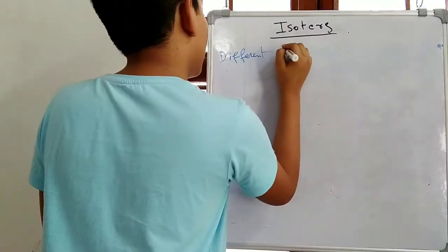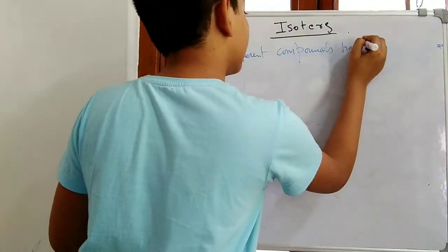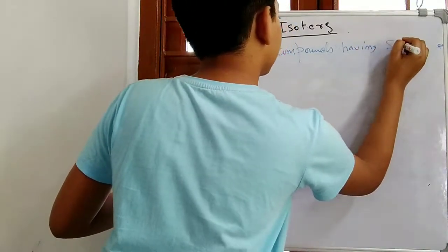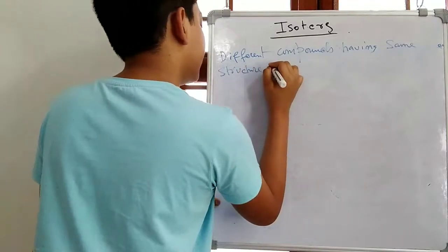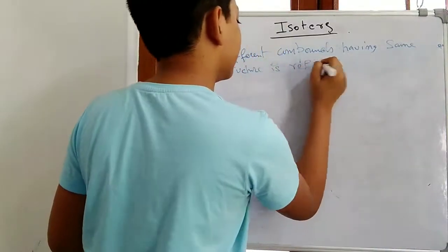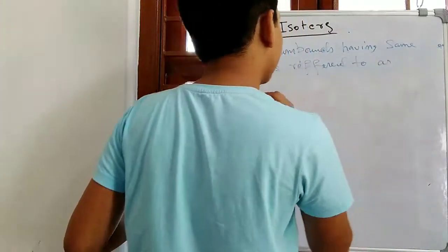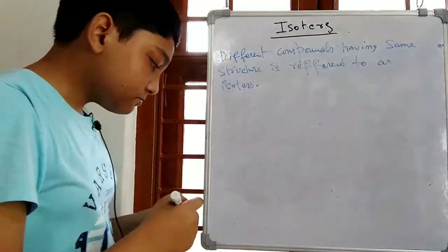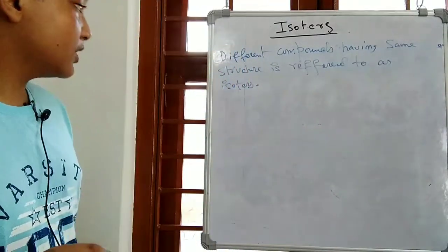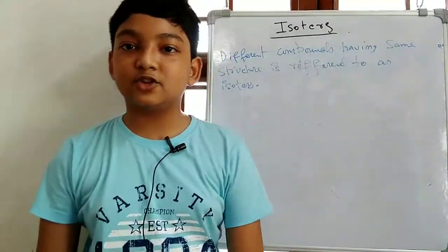Different compounds having same structure is referred to as isoters. Isoters. Different compounds having same structure is referred to as isoters.